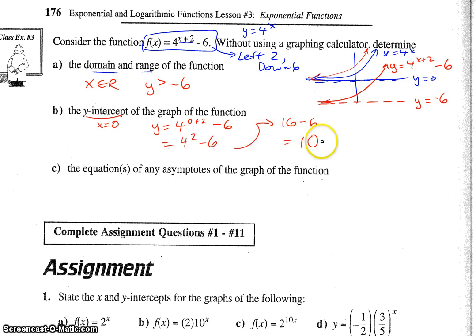Okay, so I got 10, but I didn't make a mistake, so I think that this graph is steeper than I thought. Okay, any asymptotes? Well, as you could tell, we moved down 6, so our horizontal asymptote is y equals -6. Okay, so the graph is a little bit steeper, that's why we got a y-intercept of 10.